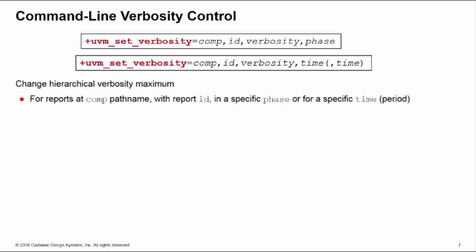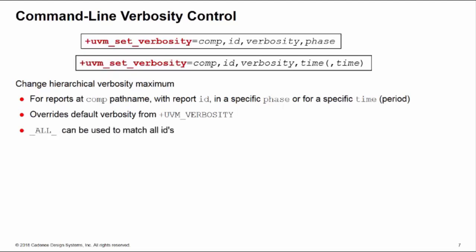So both options have a comp argument that allows us to build a path name down to the component hierarchy we want to affect. We have an ID argument to pick up reports with a certain ID, and then we can select the phase or the time or time period to apply the verbosity setting. Now these overwrite the default verbosity you get from the global command line option +UVM_VERBOSITY.